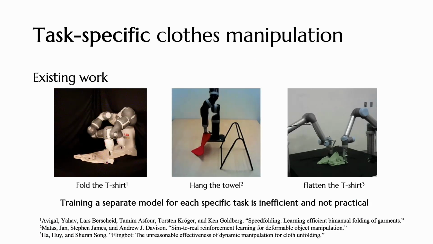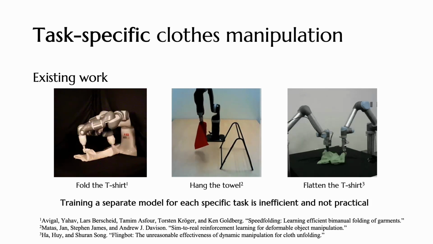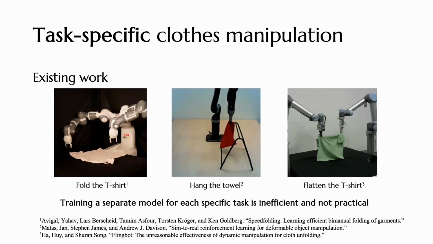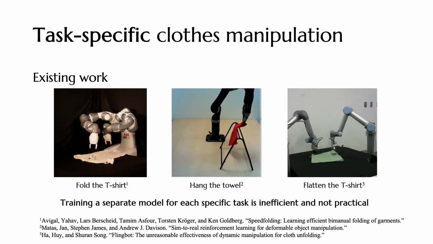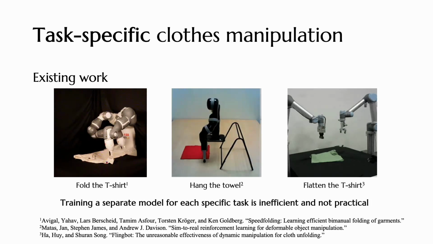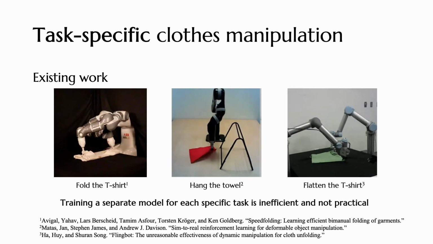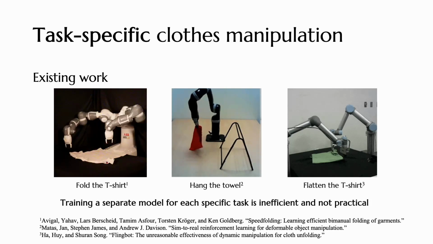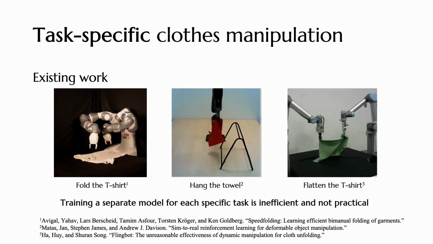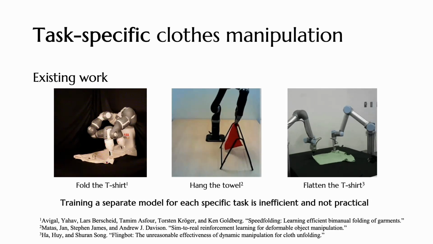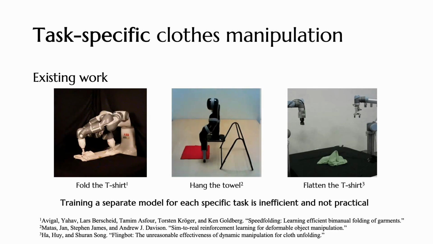Recently, there have been some learning algorithms that can enable the robot with advanced cloth manipulation ability, like folding the t-shirt, hanging the towel, and flattening the t-shirt. These methods are task-specific, which means their algorithm can only perform on a specific task. However, training a separate model for each specific task is inefficient and not practical.